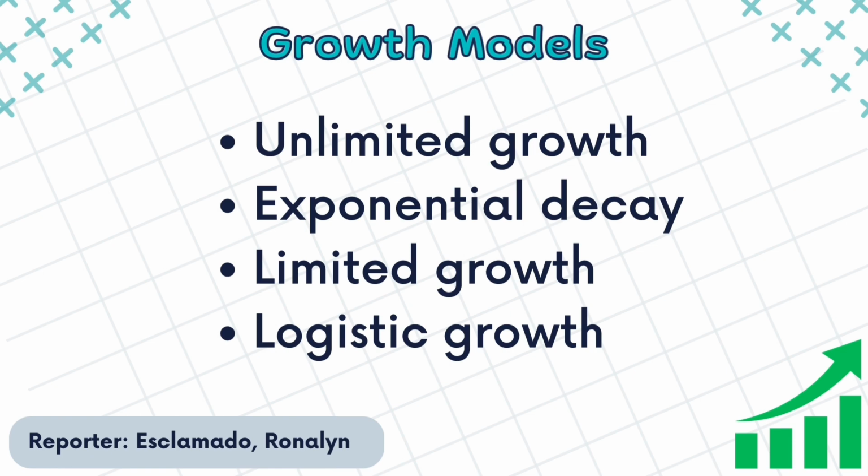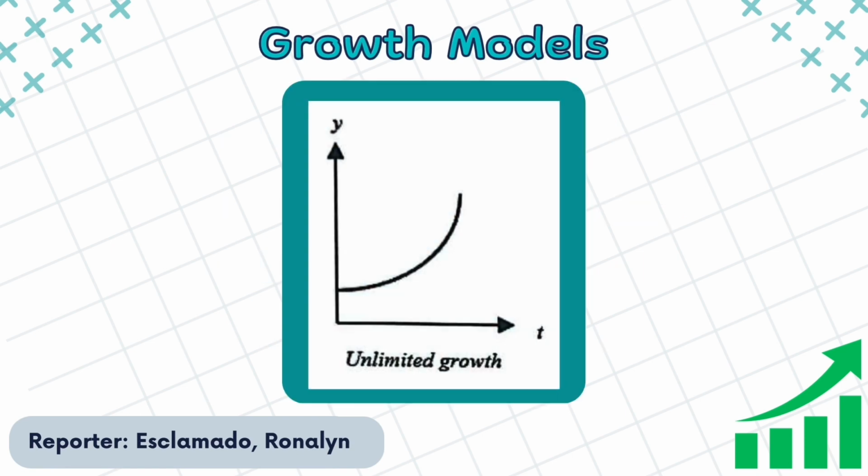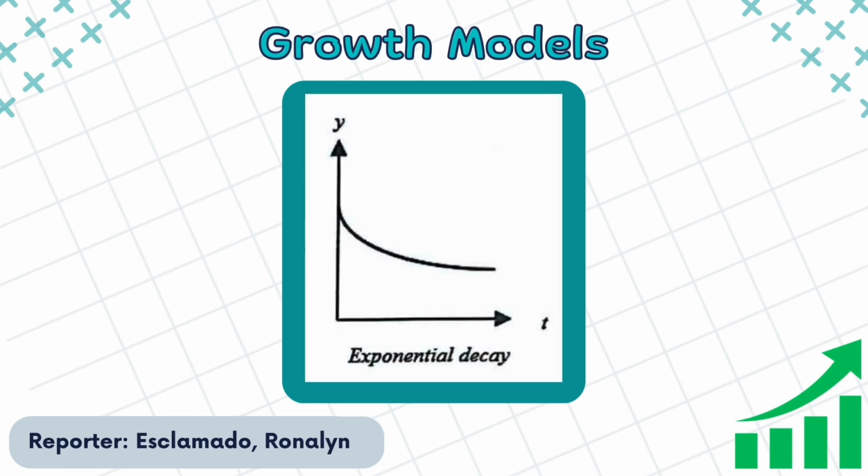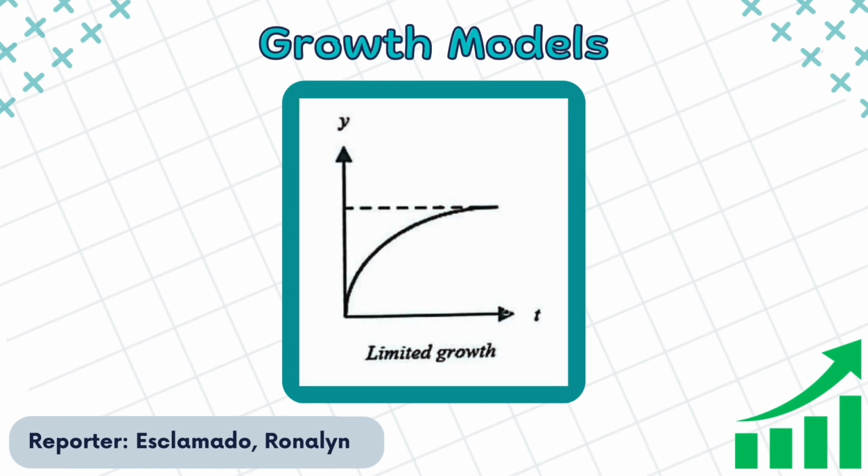Here we have various growth models. We have unlimited growth, exponential decay, limited growth, and logistic growth. Unlimited growth usually occurs sa populations ng mga organisms, particularly if their habitat has unlimited resources. Yung exponential decay model naman, dito it represents the certain quantity decreases at a rate proportional to the amount left. Yung limited growth naman, it refers to the exponential growth that will eventually cease to increase.